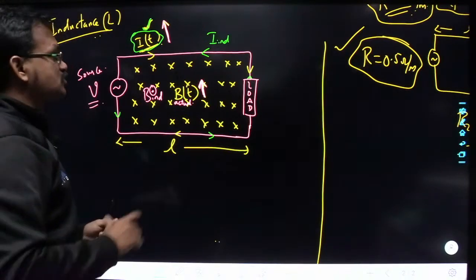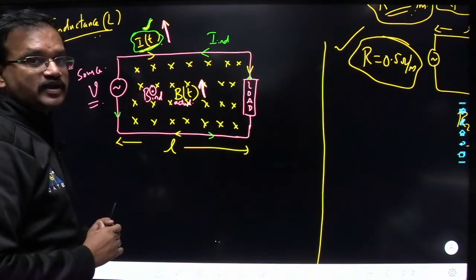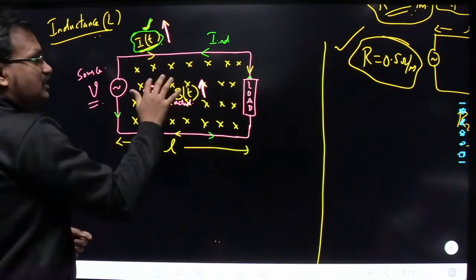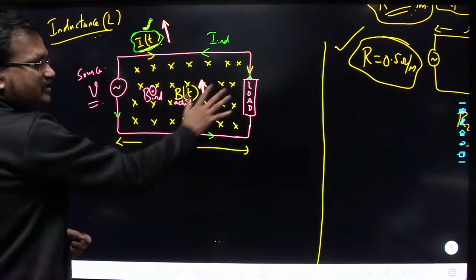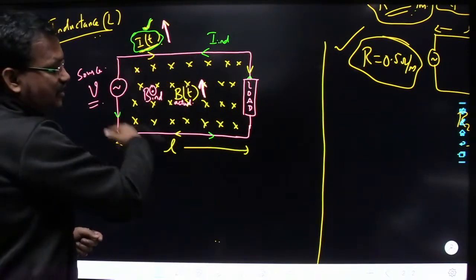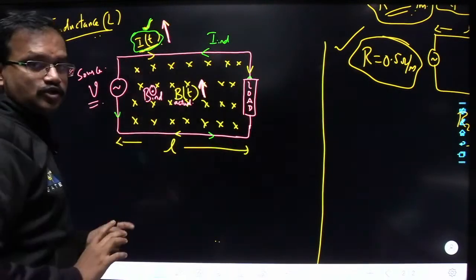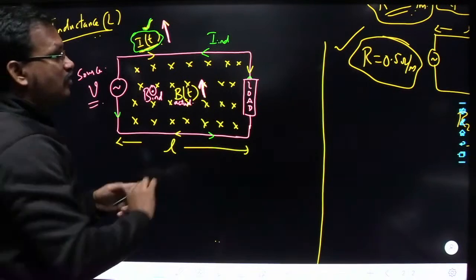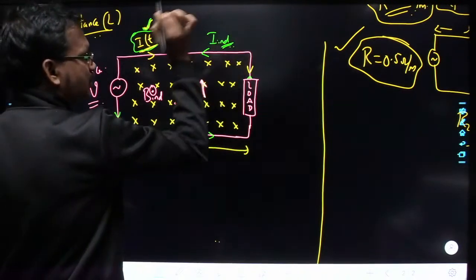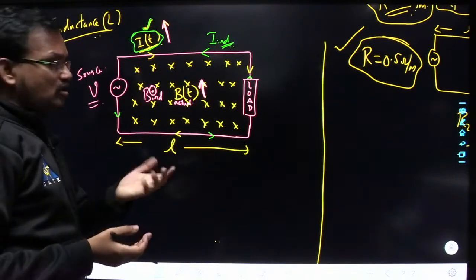Since this current is varying with respect to time, there will be a change in magnetic flux in this region. Whenever there is a change in magnetic flux, an EMF is induced around this closed loop, which produces this induced current. So we have determined this direction of induced current with the help of Lenz's law.